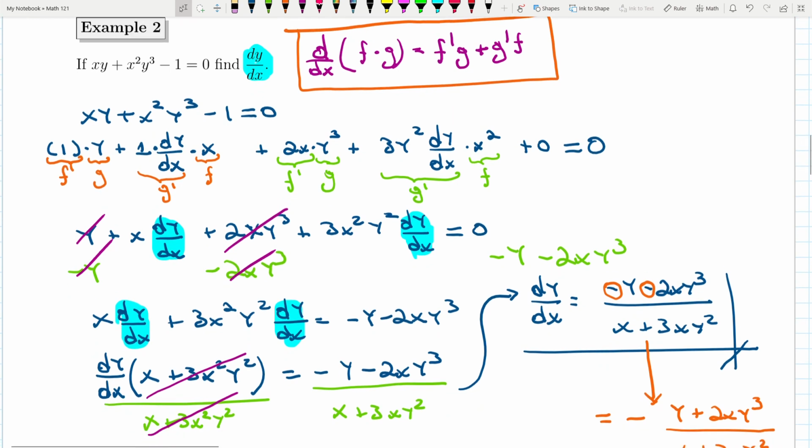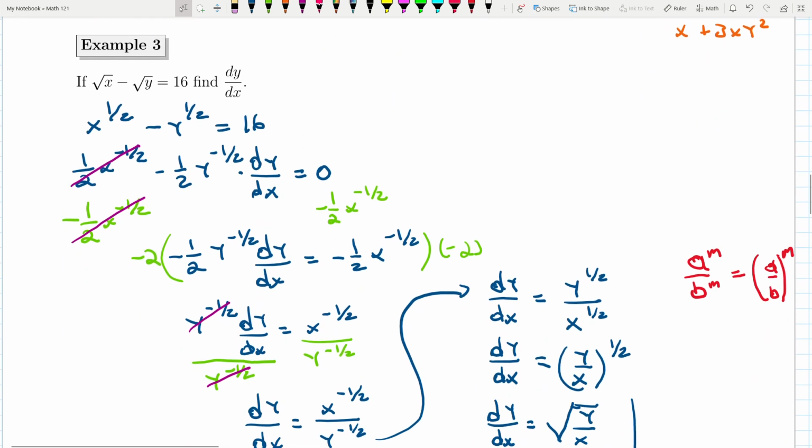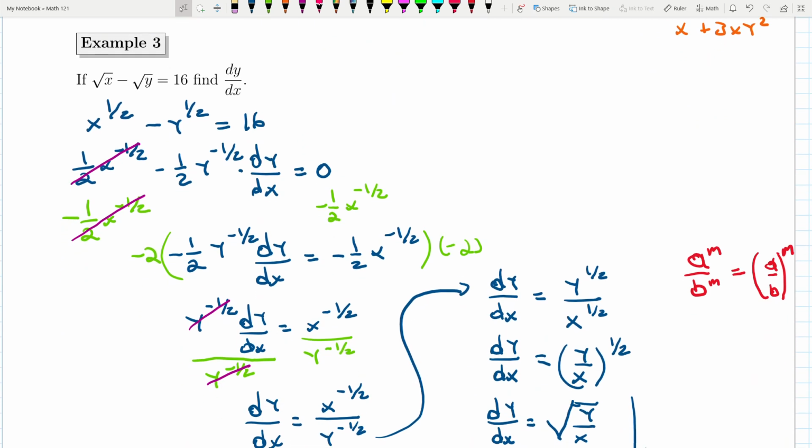The next topic in this section is applications to word problems using the method of implicit differentiation and chain rule combined. However, I'm going to leave that for a second part of this section. I'll see you in that video.